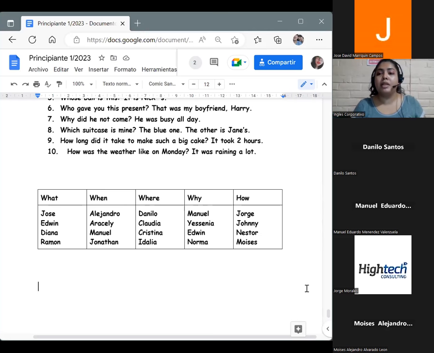So remember that the exercise is for tomorrow. Vamos a continuar con el ejercicio mañana. Lo vamos a revisar mañana y vamos a terminar esta sesión acá.